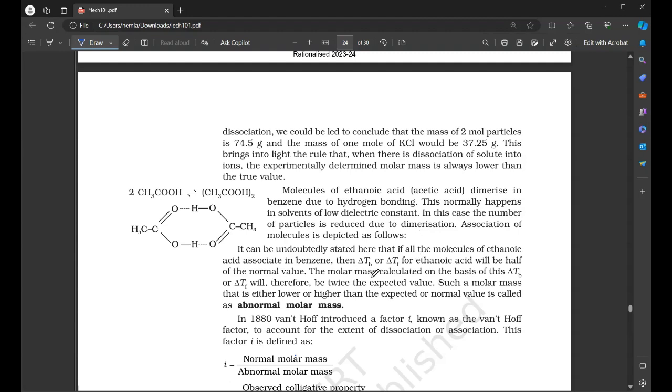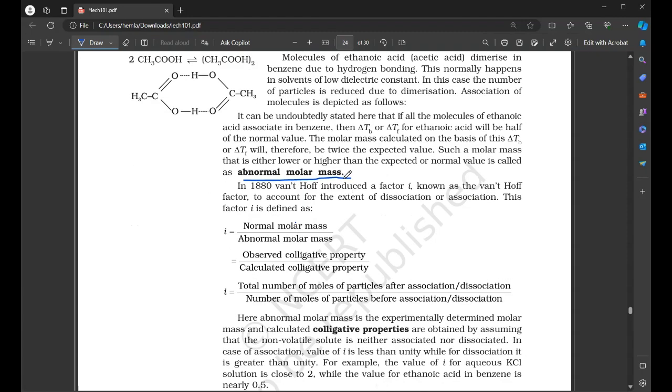The molar mass calculated on the basis of elevation in boiling point and depression in freezing point will therefore be twice the expected value. Such molar mass that is either lower or higher than the expected or normal value is called abnormal molar mass. So this is what abnormal molar mass is. This is the main thing which you have to know.